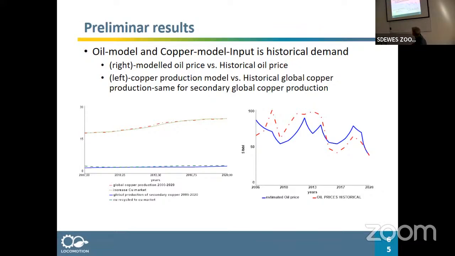Here we can see similarly good results for copper. We can see primary production modeled and primary production historical, and the lines are nearly on top of each other. Here we can see similar effects for the secondary materials, the secondary copper, modeled and historical.